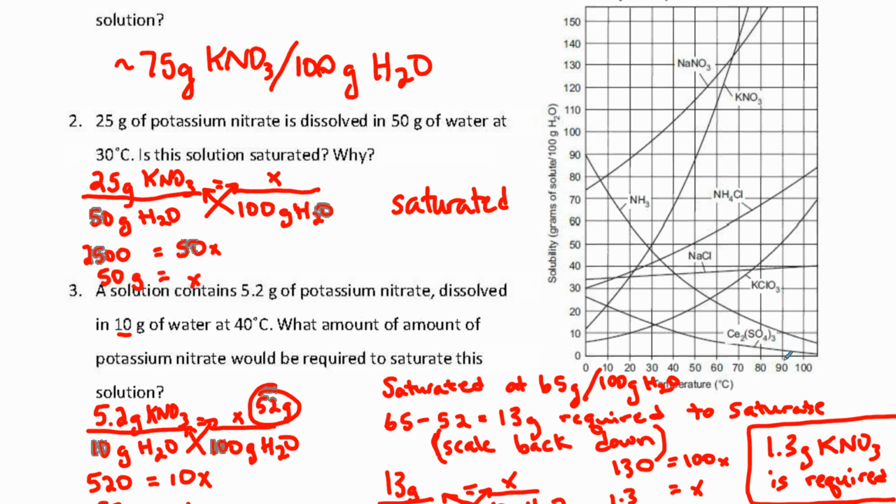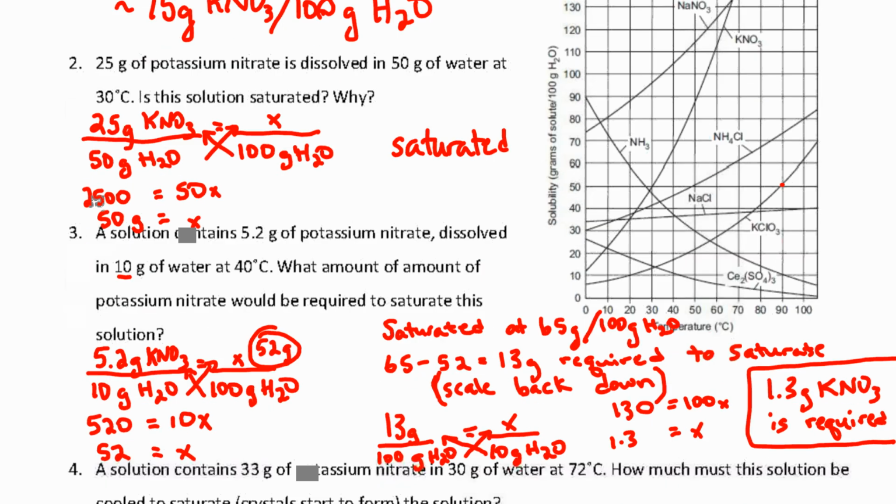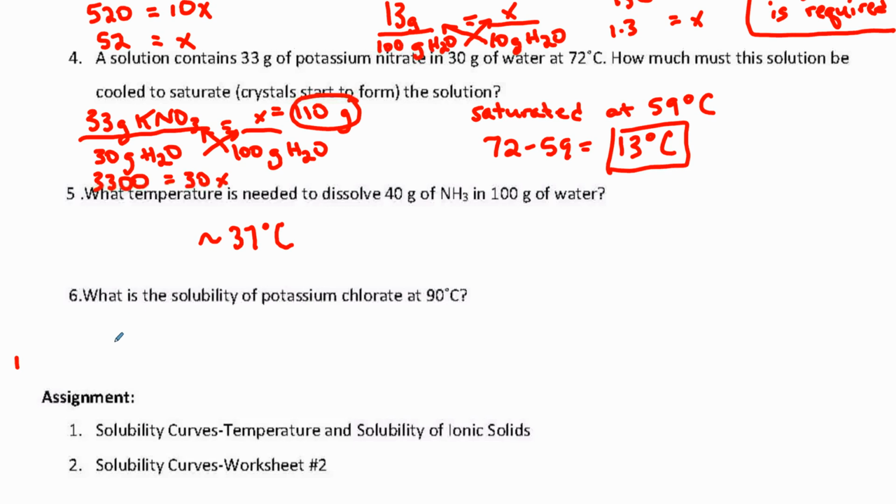Okay, so we've got 90 degrees. Okay, and we're just going to go up to the potassium chlorate curve. So we're just right there. Okay, so just above the 50 gram mark. So if you go over, I would say that's 51 grams.